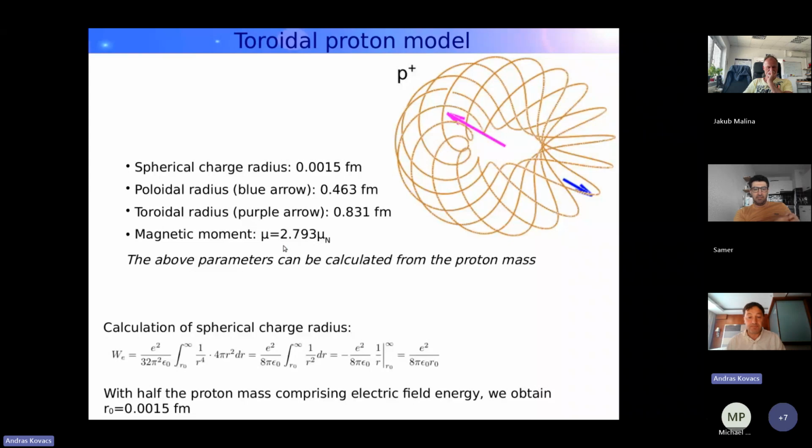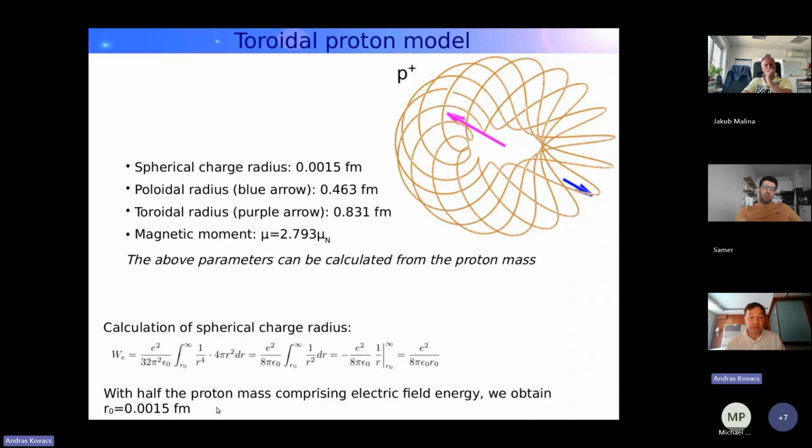But you can see that when you look at these numbers, we match very nicely the spherical charge radius, and also the toroidal radius we can identify with the so-called proton radius. There is a 99% exact match. And the magnetic moment also comes out very close to the measured one. And in the following slides, I will show you how to calculate two of these values.